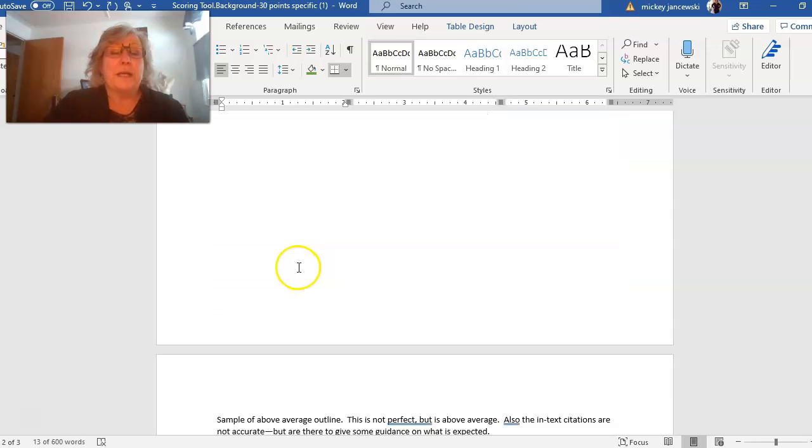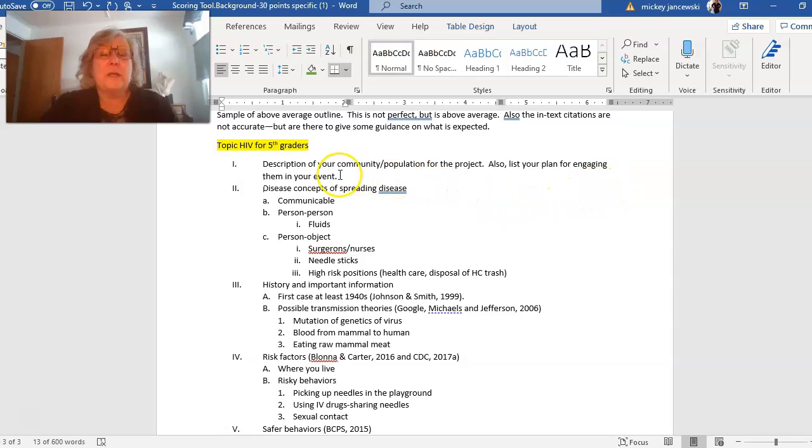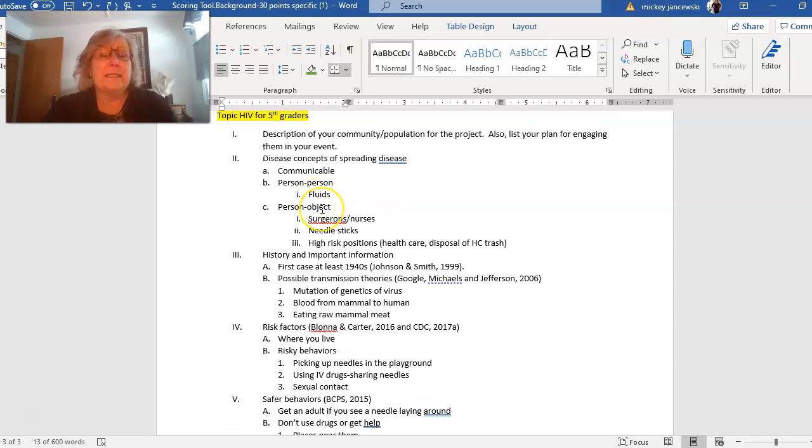And now we'll look at this sample outline. It's not perfect, but it's above average. When I'm reading your outline, it needs to be specific enough that I know that you understand it. Communicable person to person. If I just had communicable here and no description, that would not tell me that you know anything. So make sure whatever you put in your outline indicates your level of knowledge.